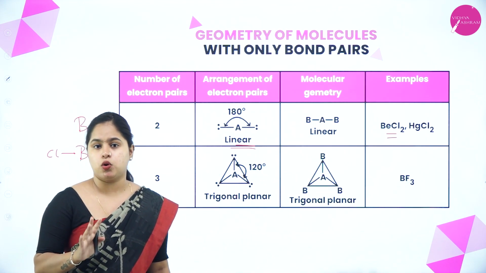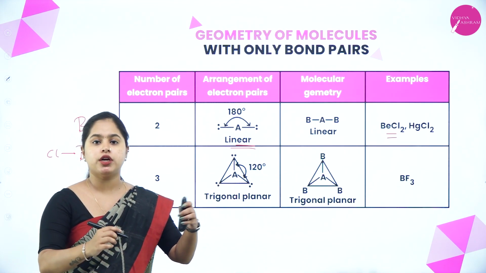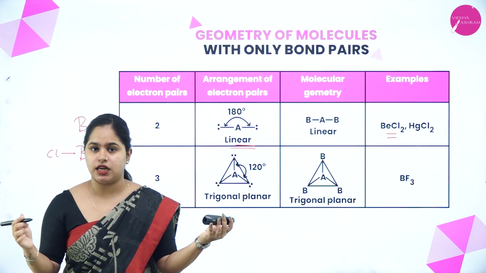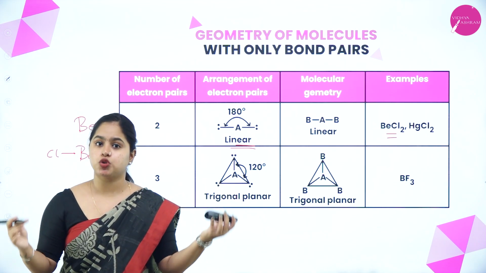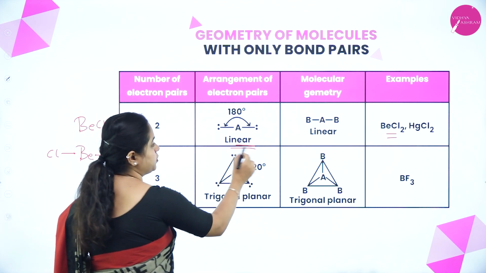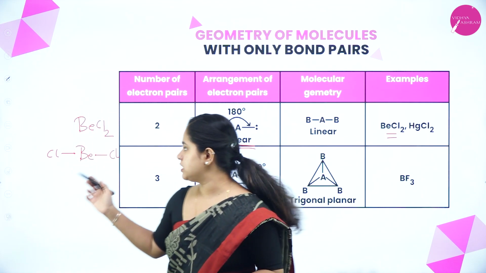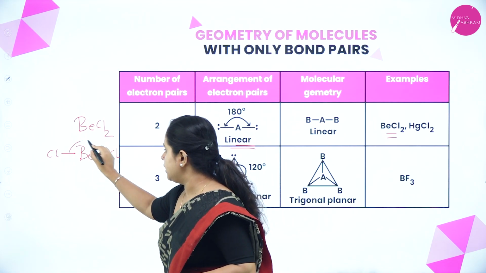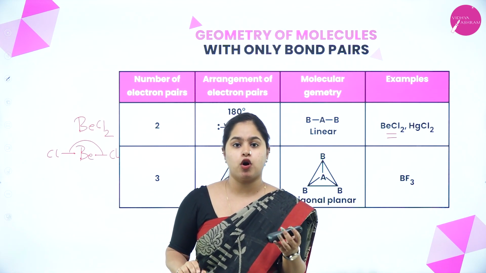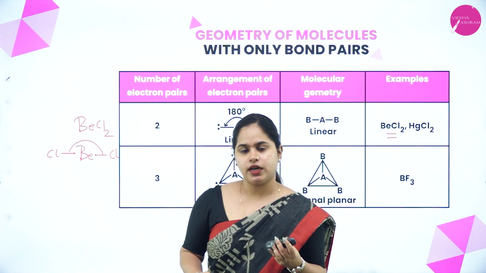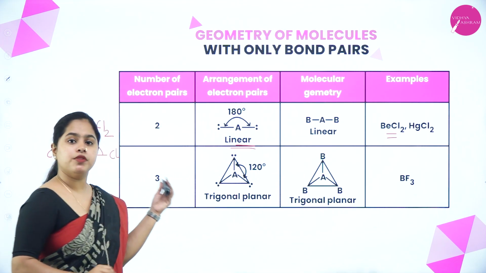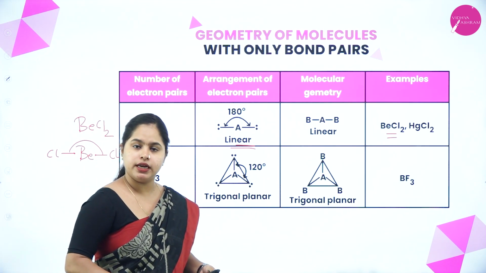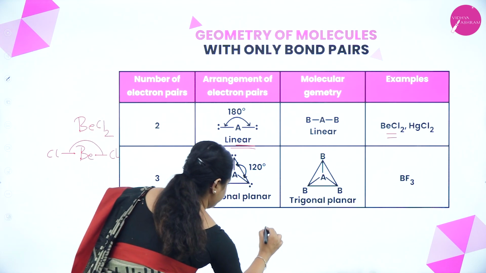Understood? If only 2 electron pairs are present, they try to attain a position which is as far apart as possible, so the distance should be maximum. So they obtain a linear shape. As you can see here in the BeCl2 molecule, the shape will be linear. That means the angle between the 2 bonds will be 180 degrees. Now, moving on to the next one, let's take the example of the BF3 molecule.